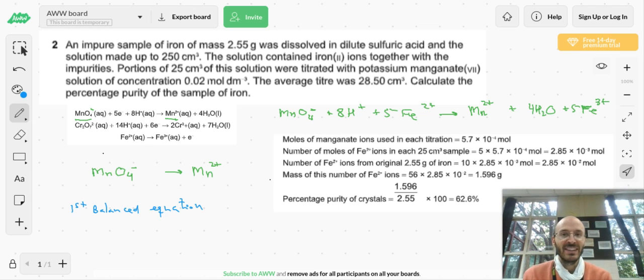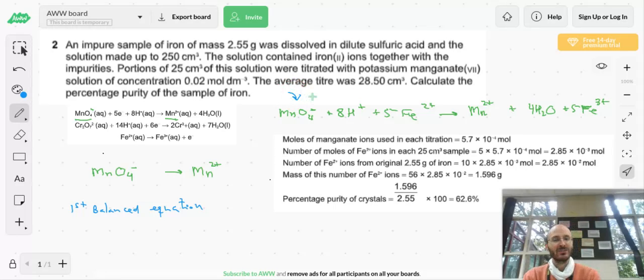Right, so let's try this redox titration question. Again, it's really important to understand that we have a substance which is impure. So the impurities are not expected to react with manganate. It's only the ion that we are expecting to react. So the first challenge is to write the balanced equation for this reaction, which is here.